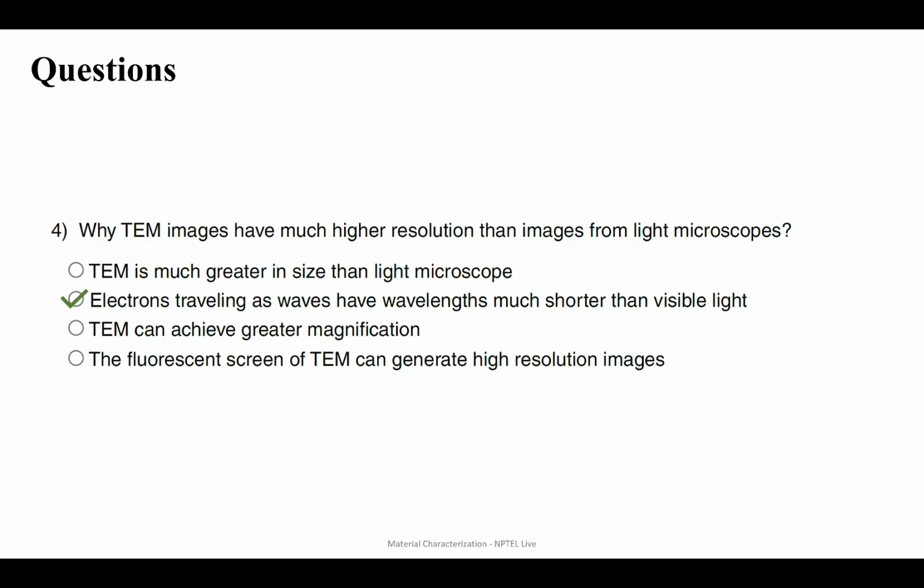So electrons, we can generate electrons at much shorter wavelength than visible light. Visible light has wavelengths of around a few hundred nanometers, whereas we can generate electrons having wavelength in picometers. And using the Rayleigh criterion, this results in much higher resolution.